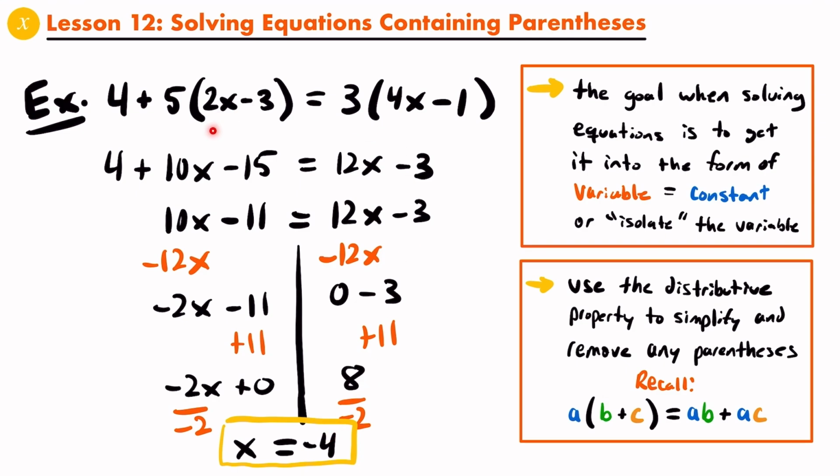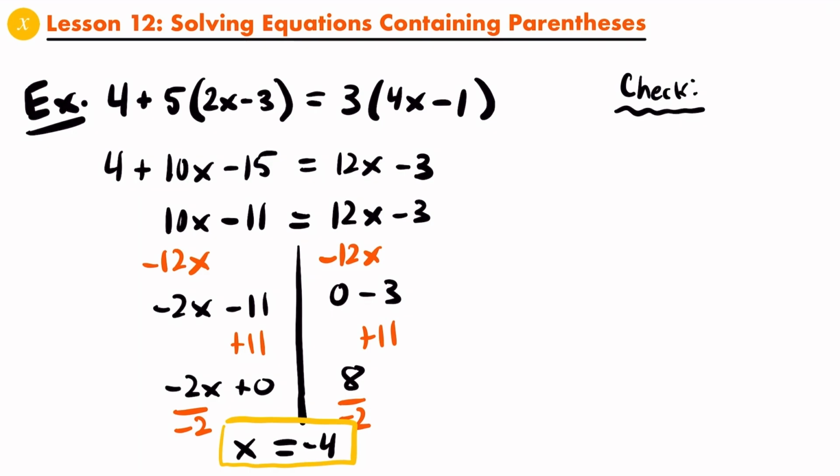Okay, so really not too much different than other equations we have solved in the past. It's just that there's an extra step of using the distributive property and then combining any like terms before going about our usual solving process. Okay, but let's check our work. Let's make sure that this really is the solution to this equation. Let's plug x equals negative 4 back into the original equation.